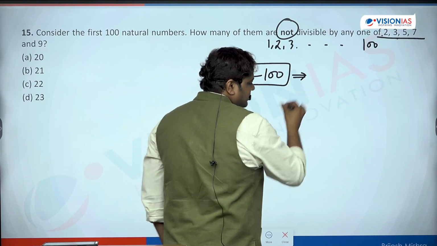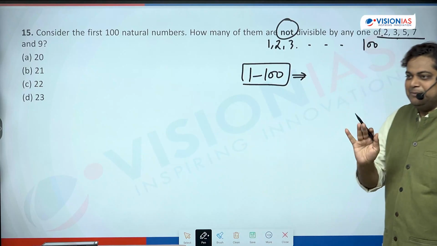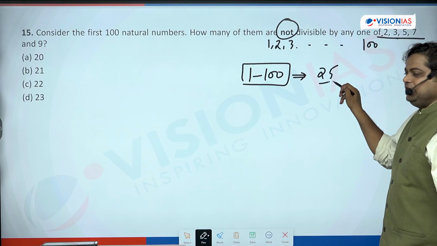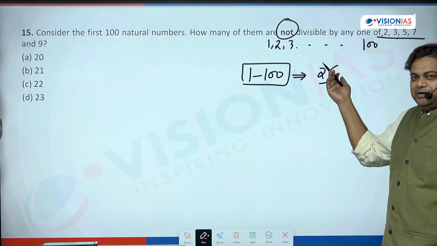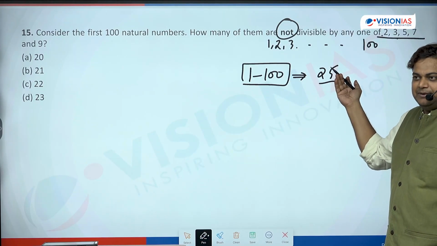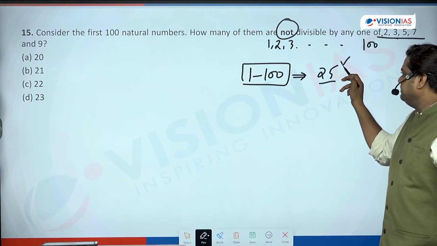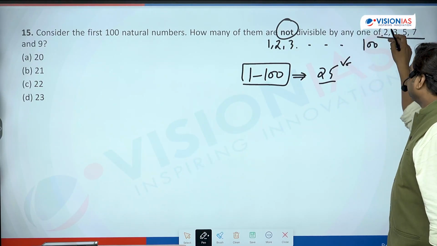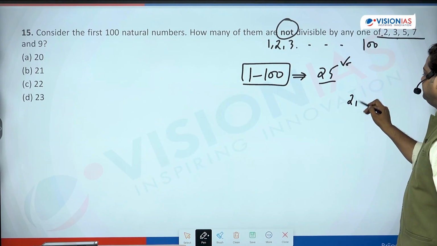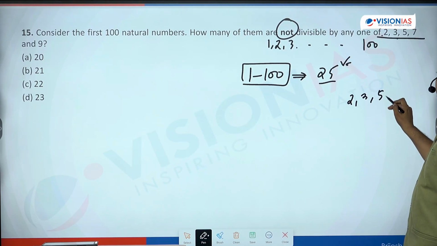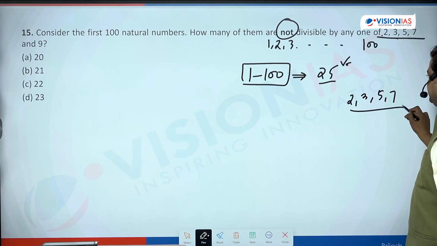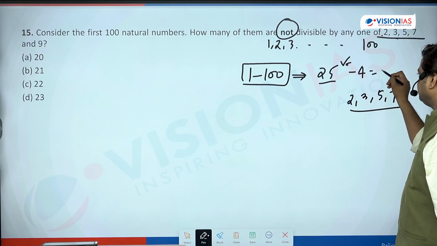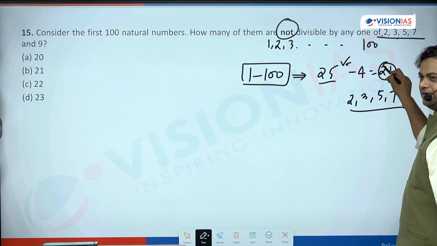That we have written and that we know, if we remember. How many? 25. From 1 to 50, 15, 50 to 100, 10 more. Total 25 prime numbers are there. But out of 25 prime numbers, these are also prime numbers: 2, 3, 5, 7. So these numbers are divisible by 2, 3, 5, 7. So we have to subtract 4 from it. What are we getting? 21.